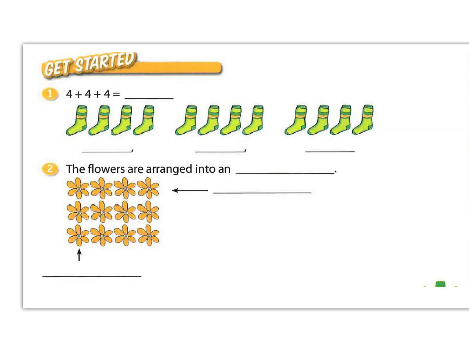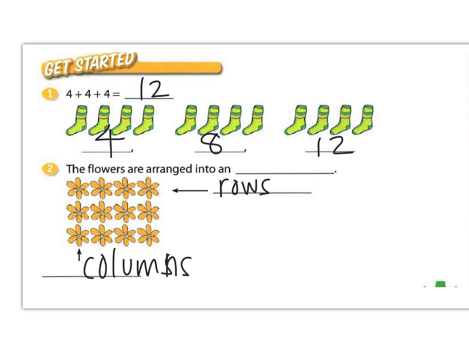So we can see number 1 here is 4 plus 4 plus 4. So we would write, we know 4 plus 4 plus 4 is 12. Well, we can see here 4, 8, 12. So we're just kind of counting up by 4s. It's repeated 4. And then the flowers are arranged into a rectangular array, and that's in columns and rows. So columns go up and down, rows go side to side. And we call that a rectangular array, where you can just write array.